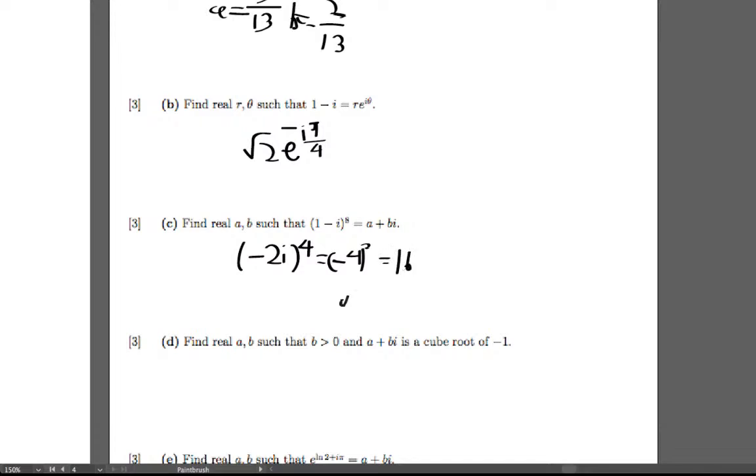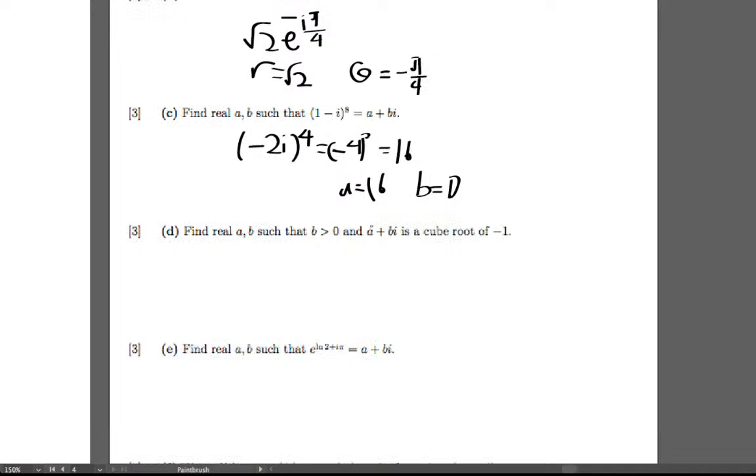So a is 16, b is 0. And here I didn't write anything, r is square root of 2, theta is minus pi over 4. Okay.